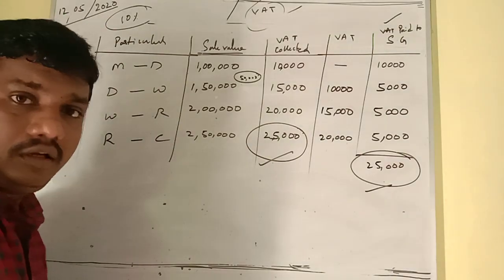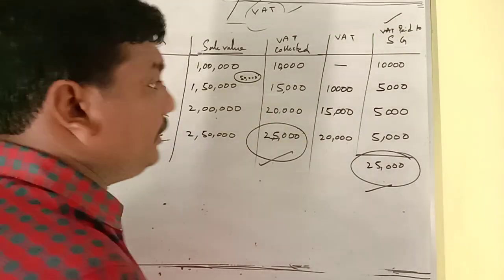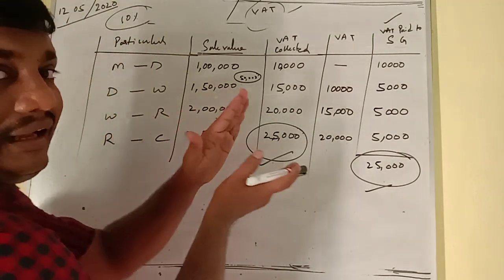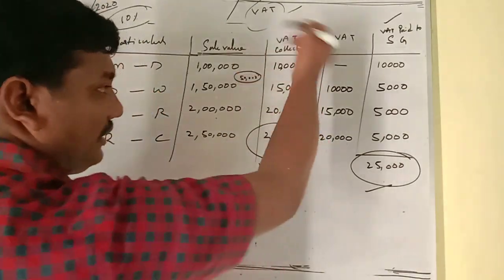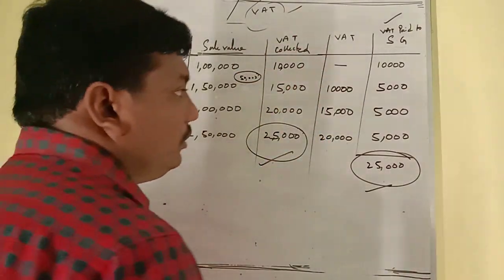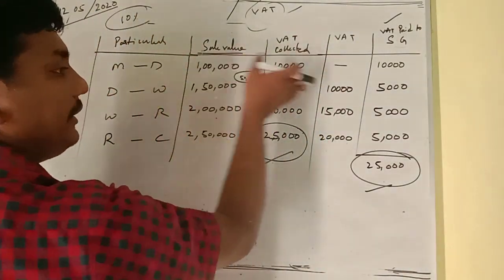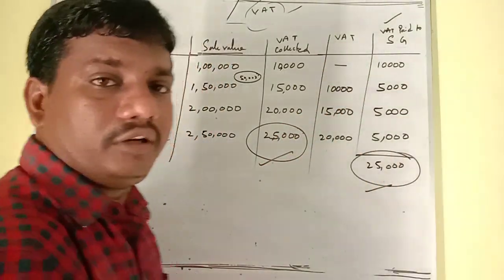So this is about VAT. I hope you understand what VAT is and what sales tax is. Here we are reducing the cascading effect, that means tax on tax, so only value added tax will be calculated.